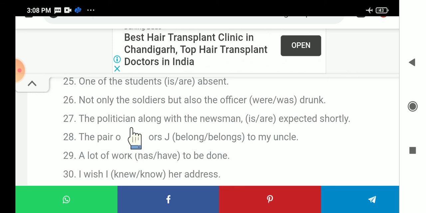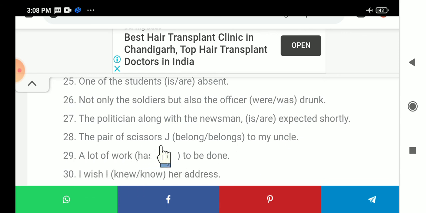27th. The politician along with the newsman is expected shortly. See here, the politician along with the newsman. So "along with the newsman" gives a singular meaning. Politician also and the newsman also, both of them give a singular meaning. So "is" is used here to give the singular form of the verb. Understood?